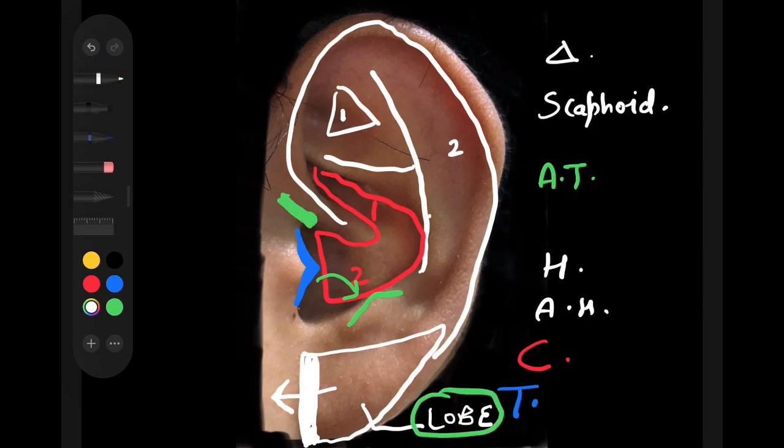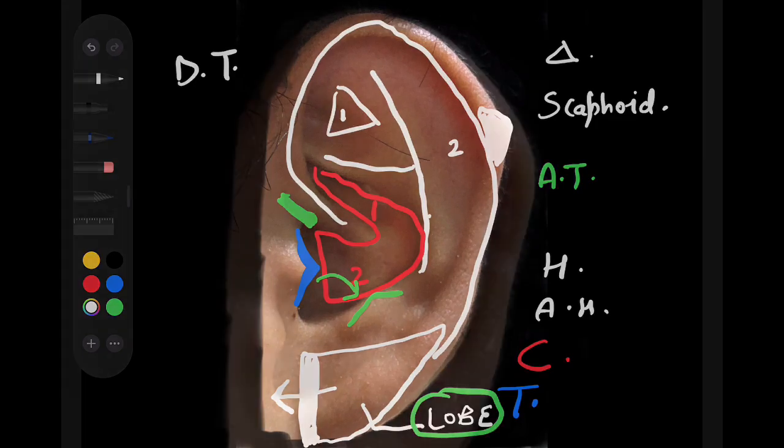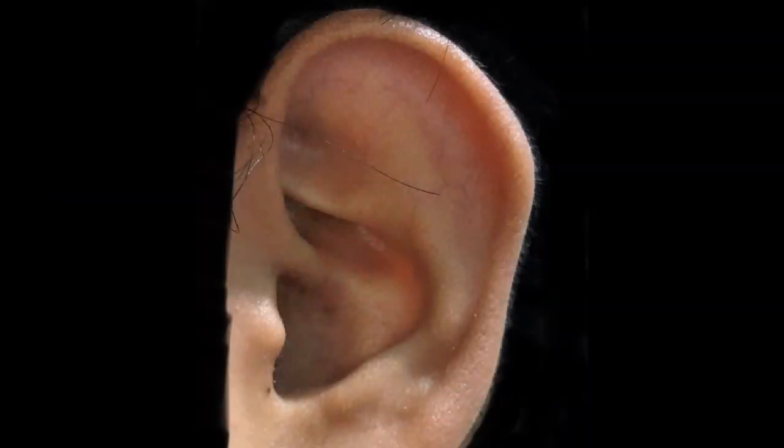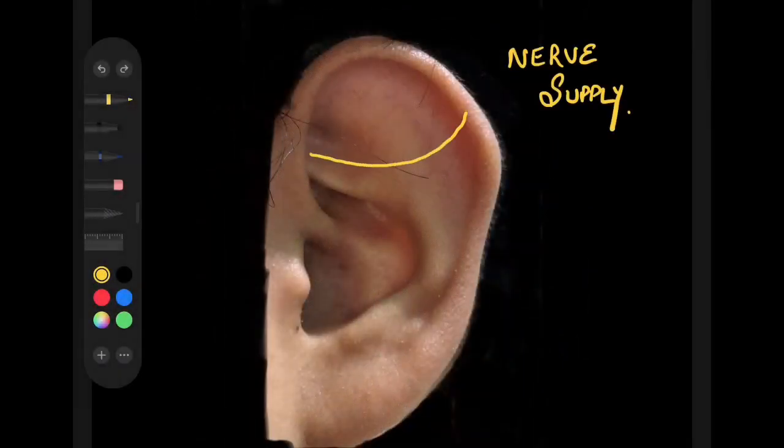Then the other area which does not have cartilage is the incisura terminalis, and then the tubercle which could be there is known as the Darwin's tubercle. So we have learnt it, we have revised it once. Very good. So this is a closer picture. If you want to revise, you can revise it once more. Now we'll move to the nerve supply.